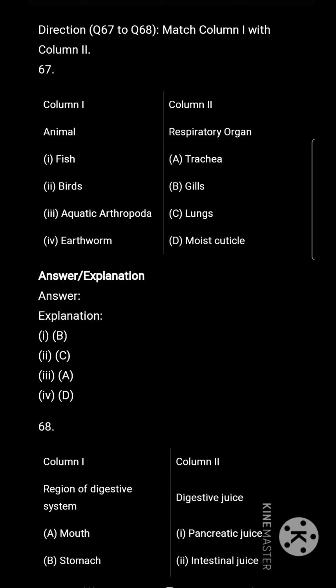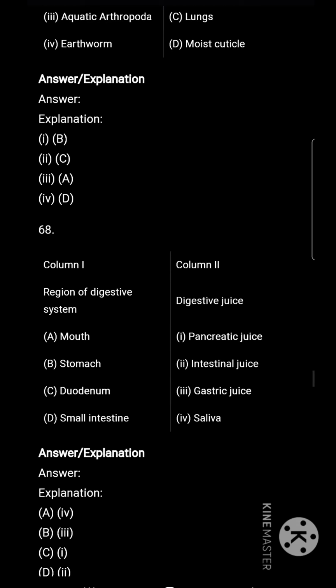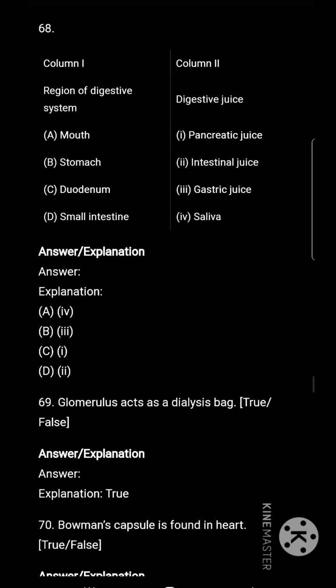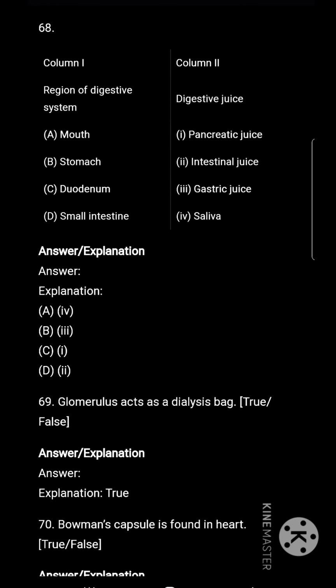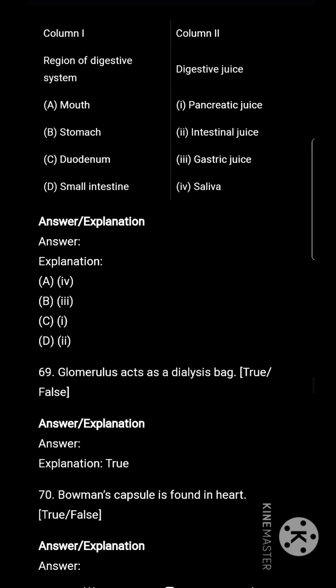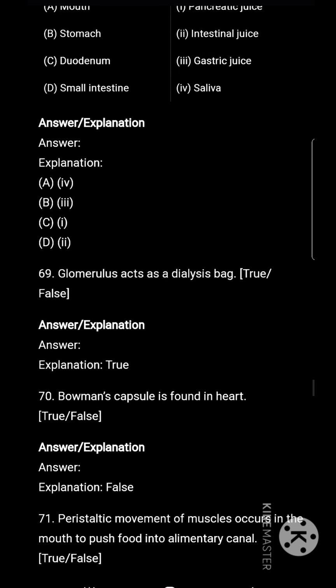Match the following: fish, gills; birds, lungs; aquatic arthropoda, trachea; earthworm, moist cuticle; mouth, saliva; stomach, gastric juice; duodenum, digestive juice; small intestine, intestinal juice.